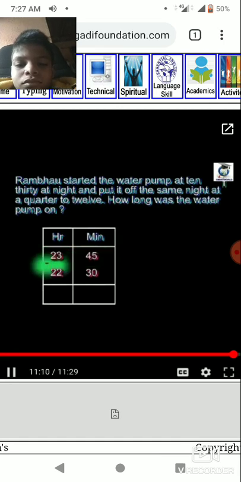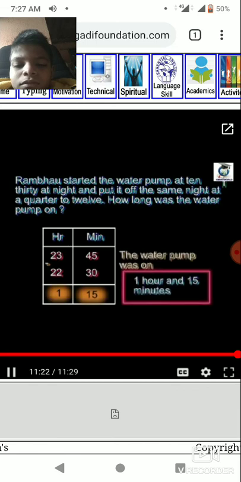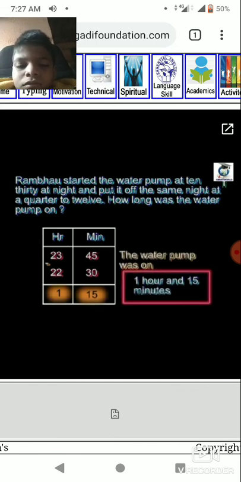So we'll make the subtraction. 23 hours 45 minutes minus 22 hours 30 minutes. The subtraction of minutes is 15, and the subtraction of hours is 1. So the answer is 1 hour 15 minutes. That means the water pump was on for 1 hour and 15 minutes.